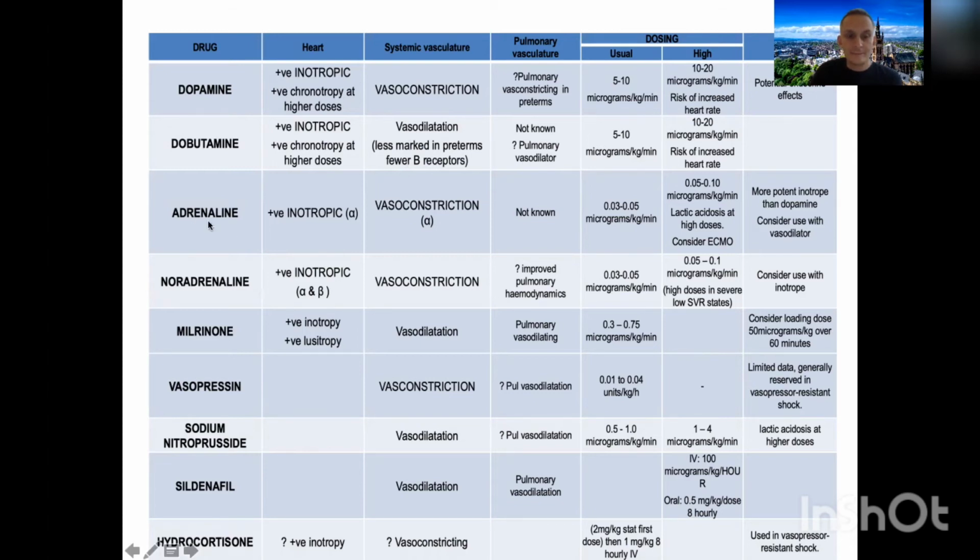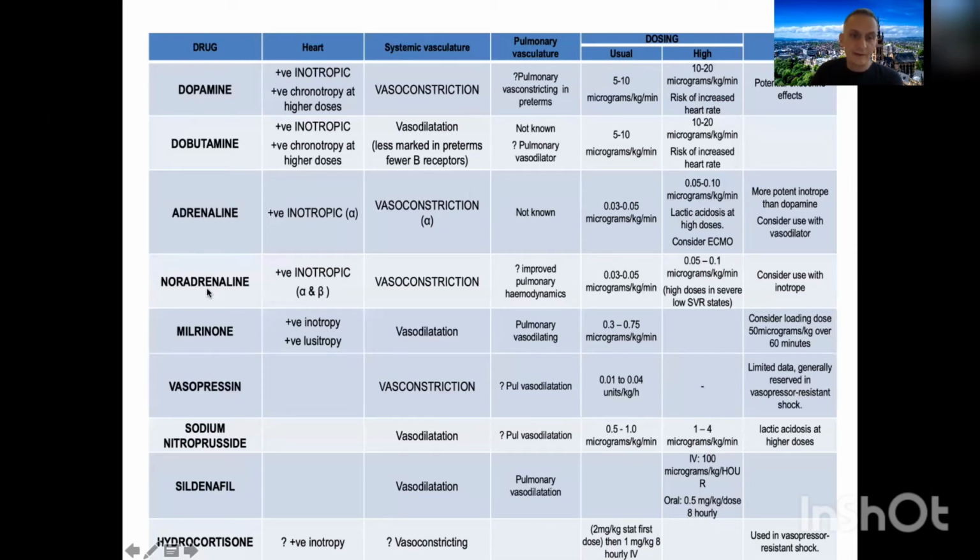What about adrenaline? Well, adrenaline, like dobutamine and dopamine, is a positive inotrope, but I would say it's a more powerful positive inotrope. In the systemic circulation, it probably has some vasoconstriction action. And the dose that I like to use it in is typically 0.03 to 0.05 mics per kilo per minute. I avoid higher doses because they will lead to lactic acidosis. And at that point, we need to think about other types of support for a patient.